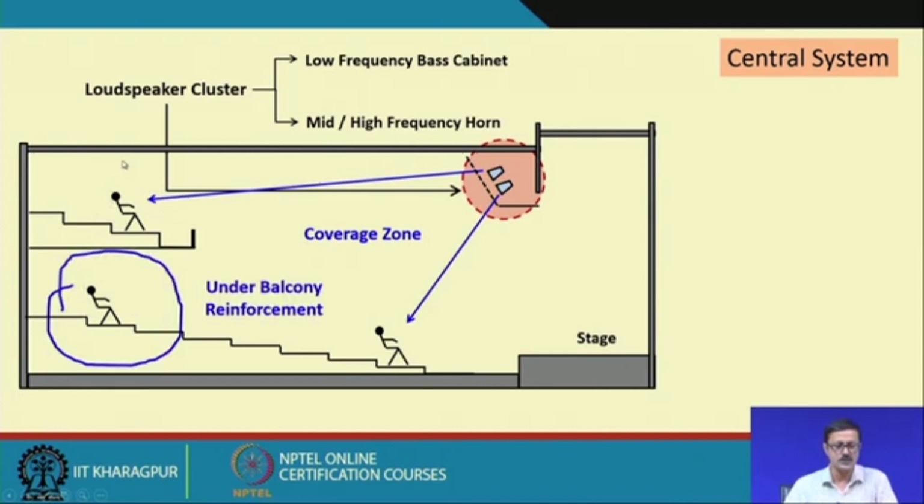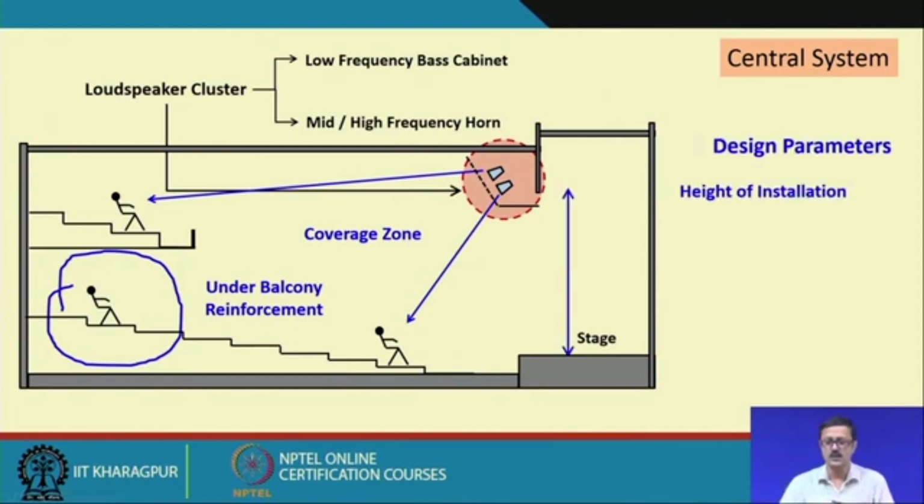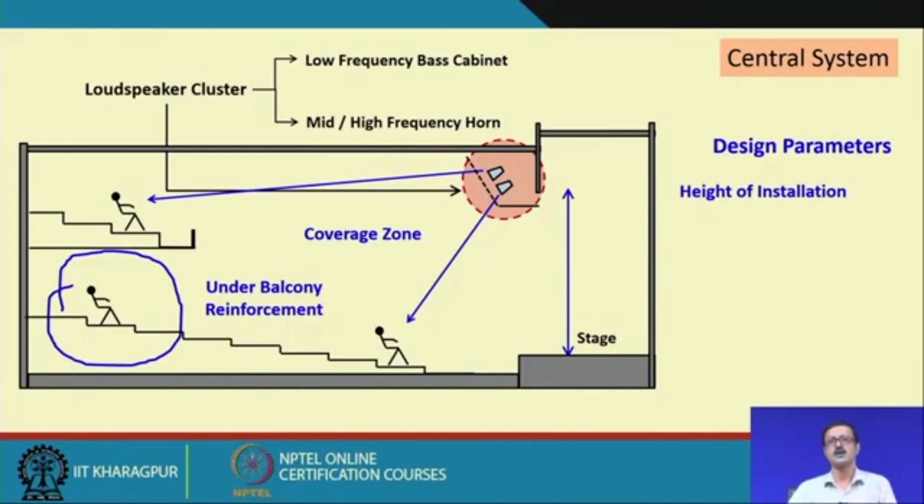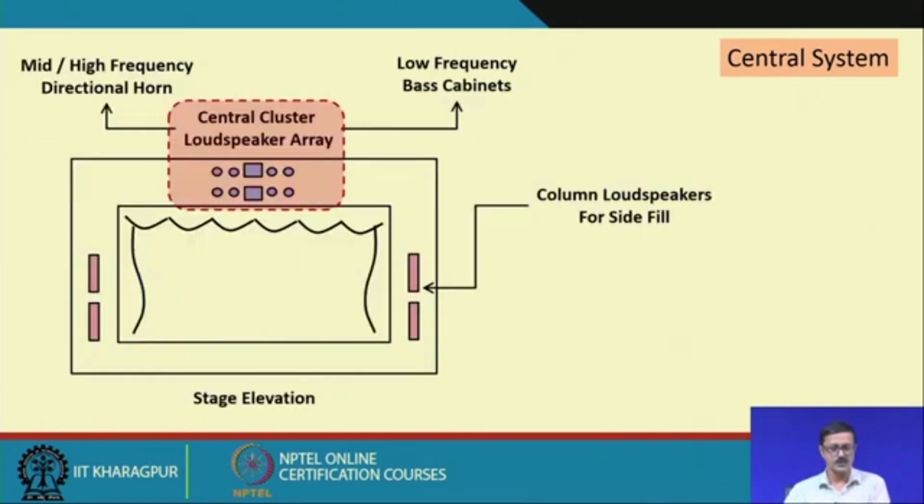You also have to see the under balcony situation. Sometimes this under balcony is not going to receive the sound from this cluster, and we have to see what the height of the installation is. As the height of the installation is high, your distribution potential is also going to be high. So this height is one of the basic design parameters of whether you are going to use a central system or not.